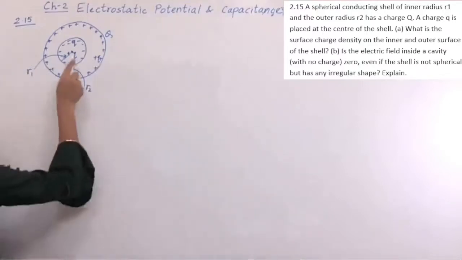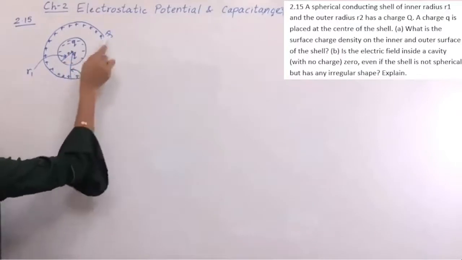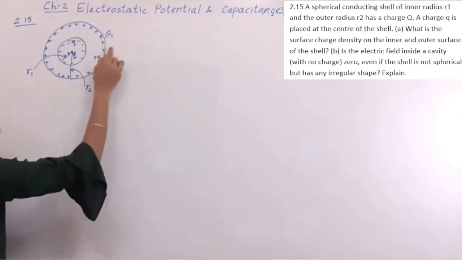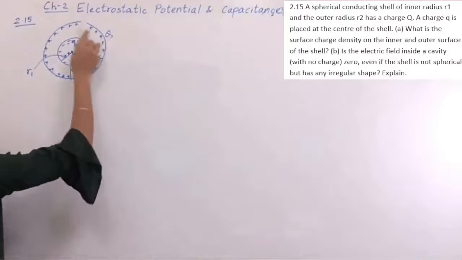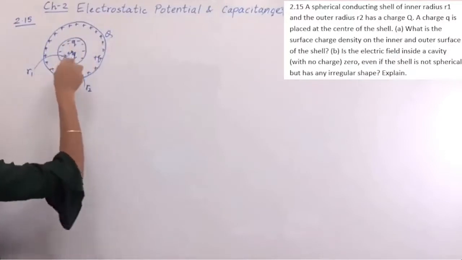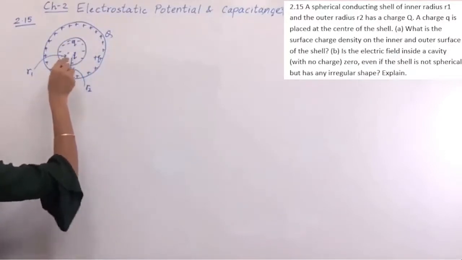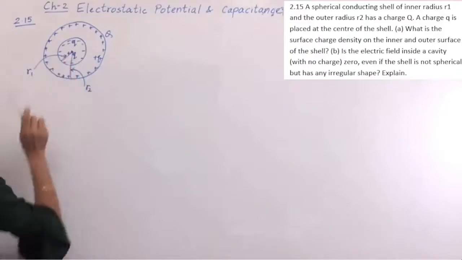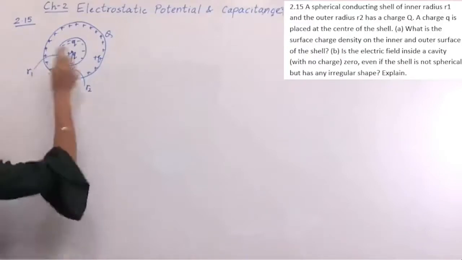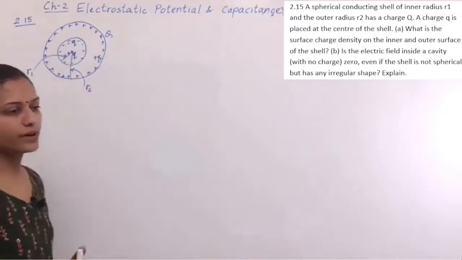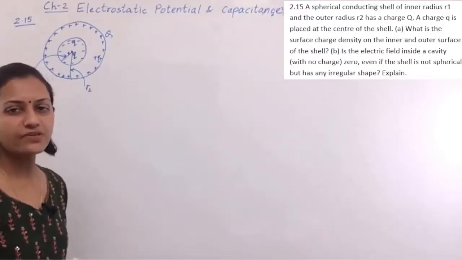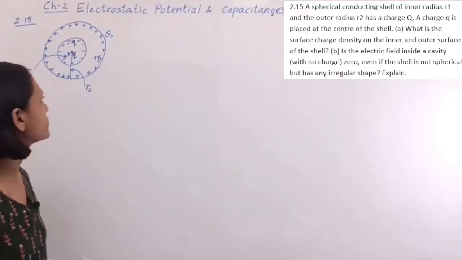So see, on the shell, some positive Q charge has been placed, and inside at the center, positive small q charge has been placed. So we have to find out how much the surface charge density is at the inner and outer surface.